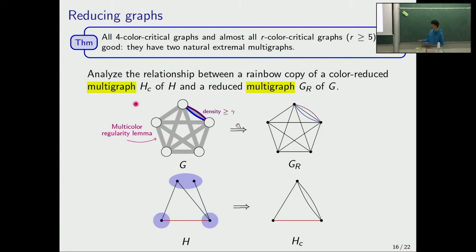And for each part, so we partition G into several parts, and for each part we make one vertex. And for each pair of vertices here, we go back to G and count. For example, if we want to add this purple edge here, we go back to G and count the number of purple edges between these 2 parts. If there are sufficiently many purple edges, then we add a purple edge here. And if not, we do not add a purple edge here. So this GR contains some information about this partition of G.